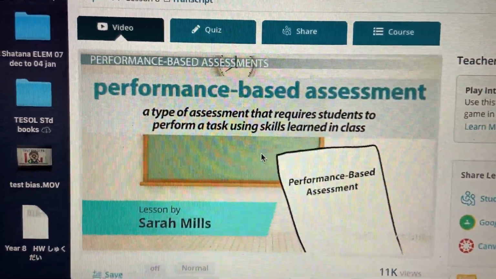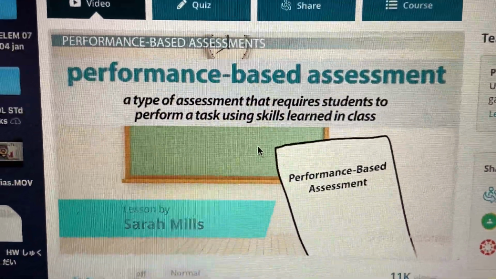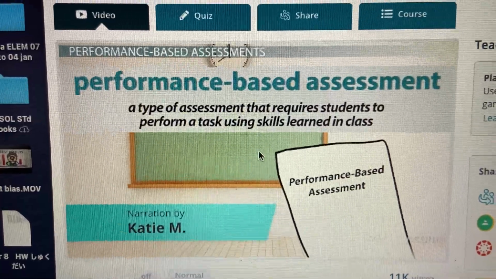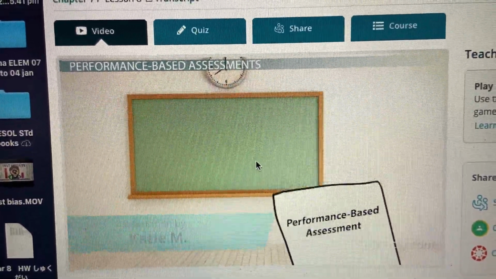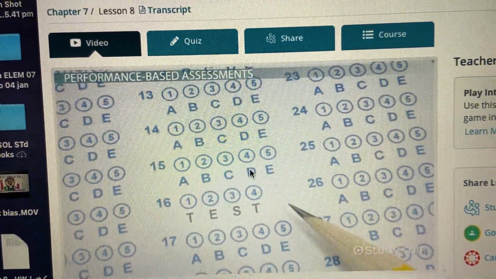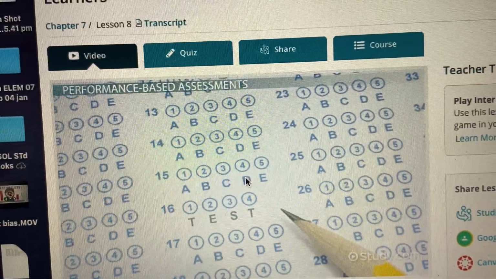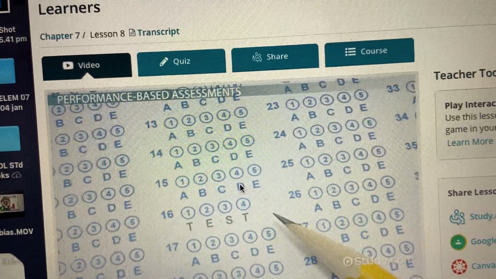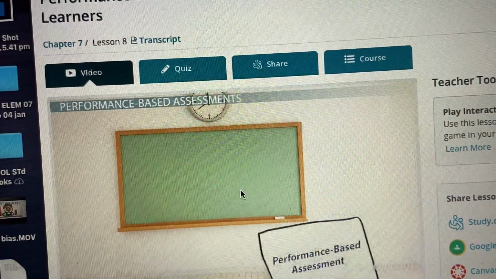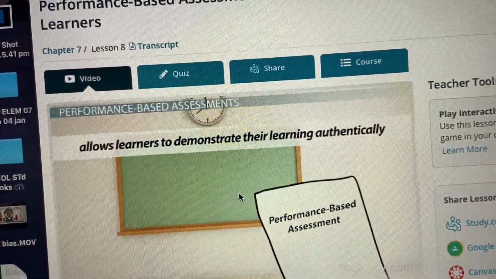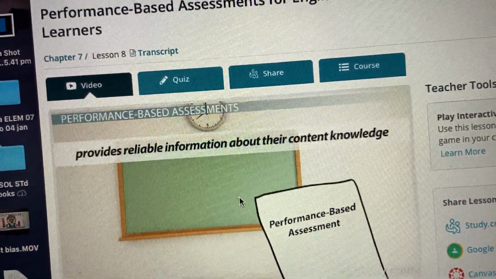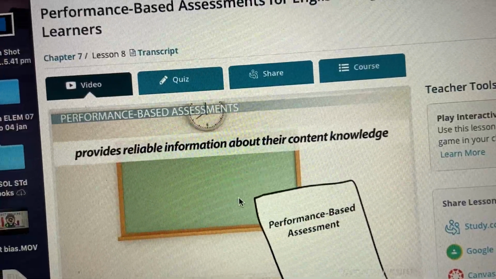Performance-based assessment is a type of assessment that requires students to perform a task using skills learned in class. It differs from traditional standardized and multiple-choice tests, in which students normally answer questions about how to do those skills. A performance-based assessment allows learners to demonstrate their learning authentically and provides reliable information about their content knowledge.